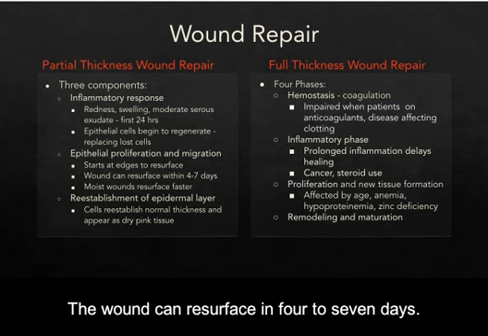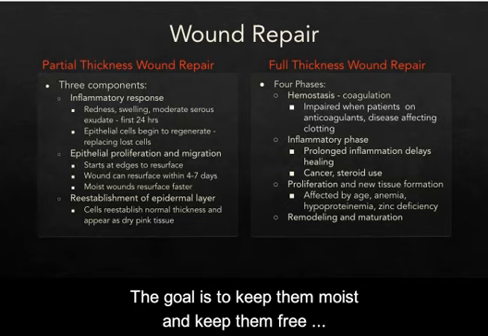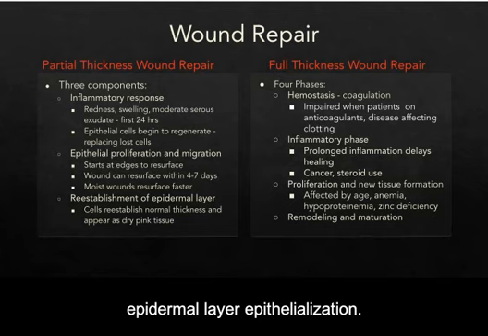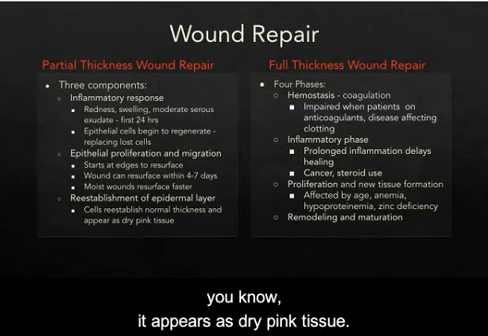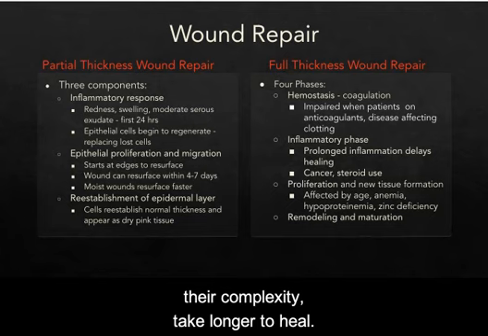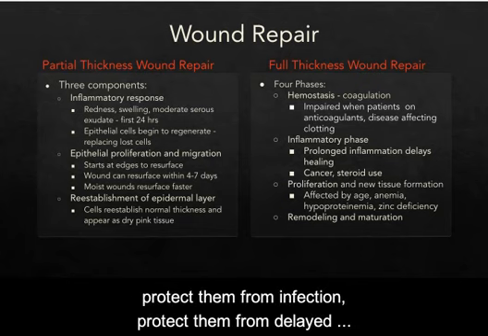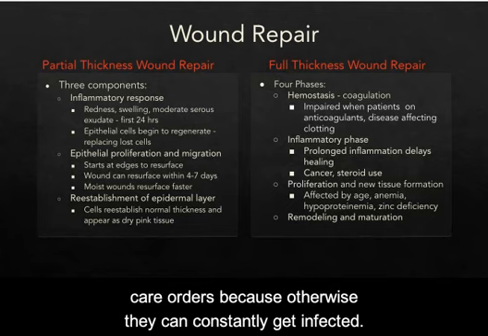The wound can resurface in 4 to 7 days. Moist wounds resurface faster. The goal is to keep them moist and keep them free from infection. Then we have the re-establishment of the epidermal layer. Epithelialization. That's when your epithelial cells cover the wound and it appears as dry pink tissue. But full thickness wounds, because of their depth and their complexity, take longer to heal. And it's extremely important in full thickness wounds to protect them from infection, protect them from delayed healing, and take good care of them, following wound care orders, because otherwise they can constantly get infected.